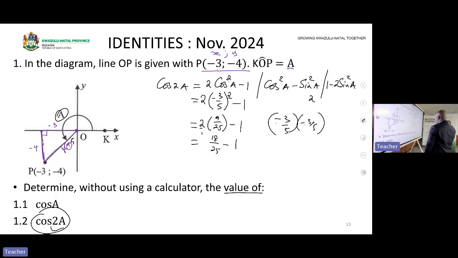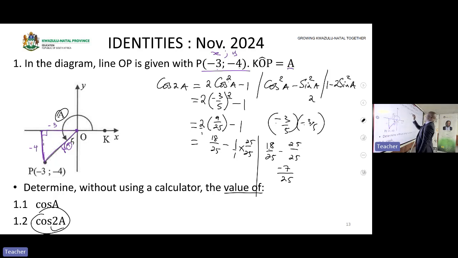What are you doing here? You are subtracting fractions. This 1 is over 1. First things first, make the denominators the same. So you multiply by 25 over 25. Now you are going to have 18 over 25 minus 25 over 25. Now you have the same denominators, so you keep the denominator, which is 25. What is 18 minus 25? You're left with -7. I'm only going to do the next one as assurance to say you can pick any identity, and you'll get one and the same answer.